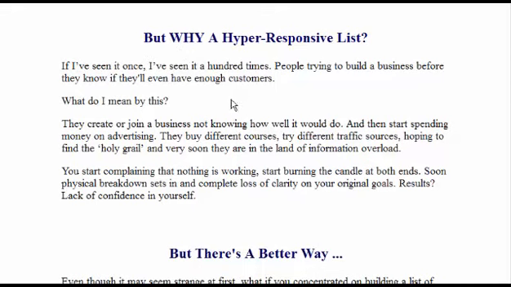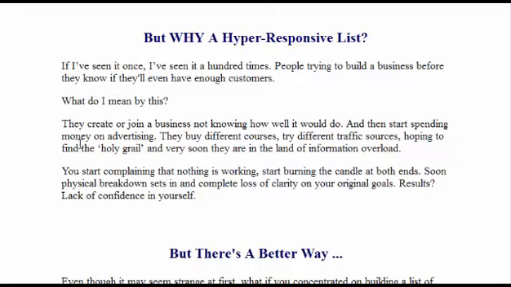But why a hyper-responsive list? Now, note right away here that I'm not going directly to answer their question, so I'm still keeping them in suspense. Rather, I'm introducing more information that goes back to the idea of the hyper-responsive list. So I'm building on the need. This is the stage of the letter where I'm building the need, showing that my product satisfies a particular need, and therefore agitating that particular need.